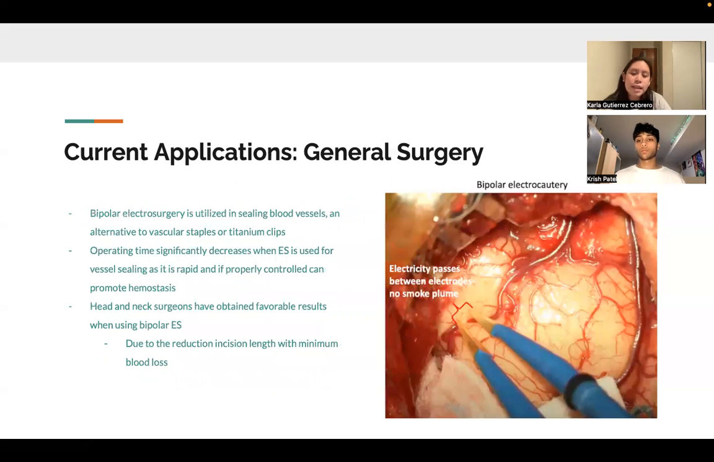Lastly, we also have general surgery, where electrosurgery is normally used with the bipolar circuit, and it's utilized in sealing blood vessels, and it's an alternative to vascular staples or titanium clips. The operating time is significantly decreased as the vessel sealing is rapid, and if properly controlled, it can promote hemostasis. Head and neck surgeons have obtained favorable results when using bipolar electrosurgery, and this is because it reduces the incision length with minimum blood loss.